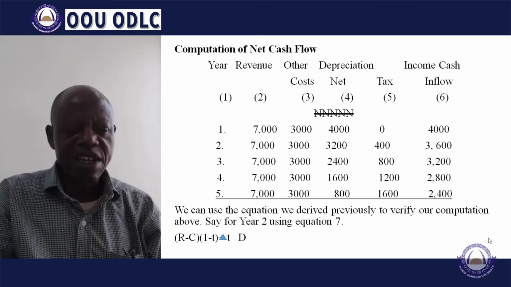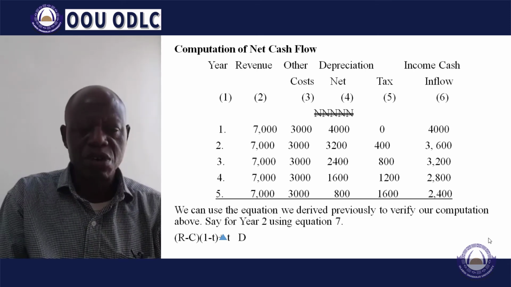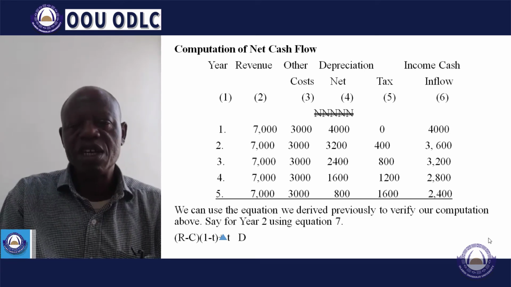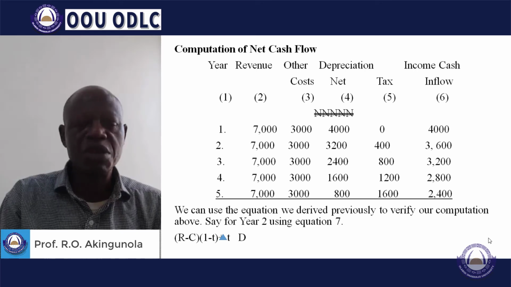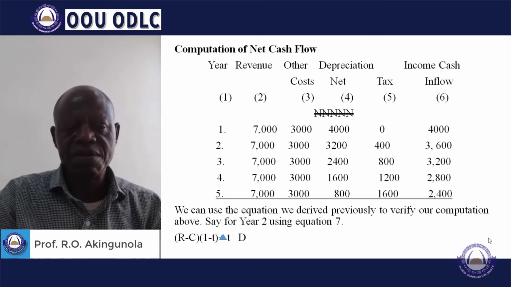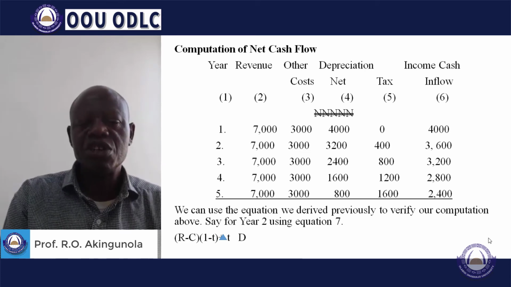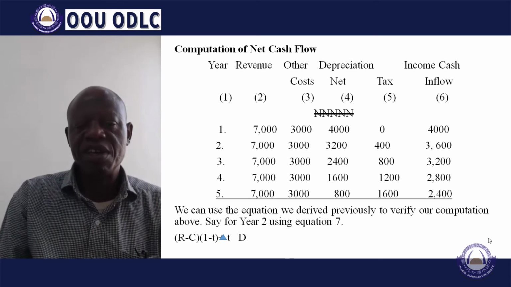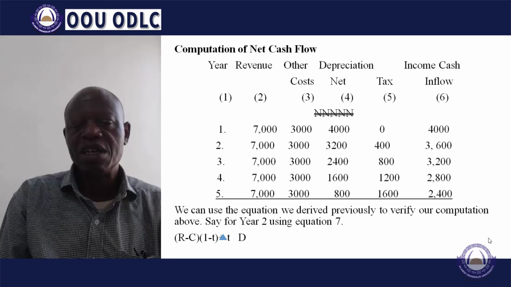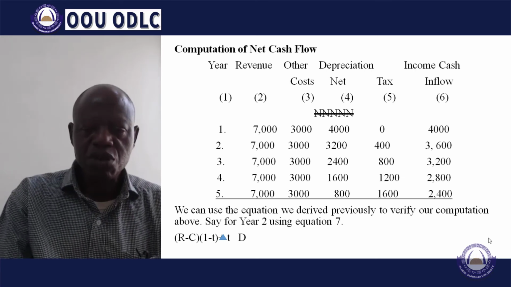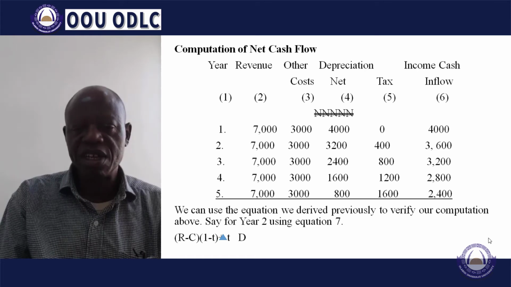We can go via the formula. You see in your test, you have seen the formula that you can use, such that for each of the years, we may not go into the tabulation that we have on this slide. We can use the formula to get the net cash flow for each of the years. That is why we have that formula, which we derive, which we numbered as equation 7 the other time.